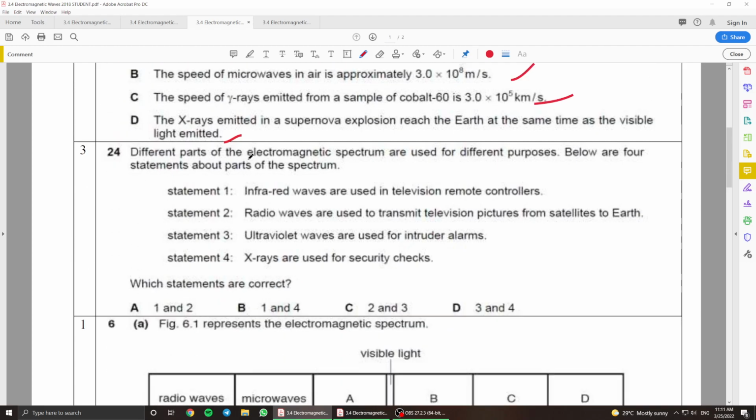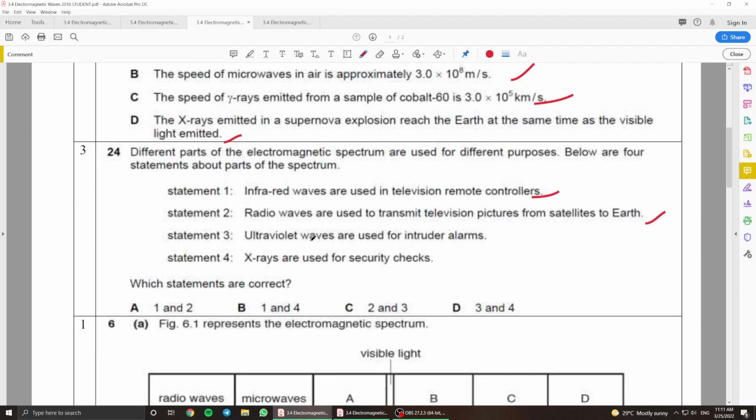Then different parts of the electromagnetic spectrum are used for different purposes. Below are 4 statements about parts of the electromagnetic spectrum. Statement number 1, infrareds are used in television remote controllers. True. Radio waves are used in transmitting television pictures from satellite to Earth. Possible.